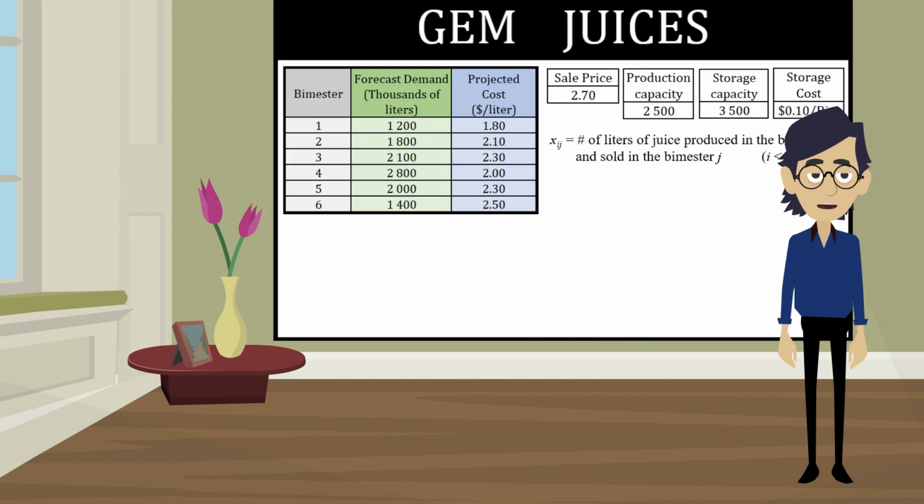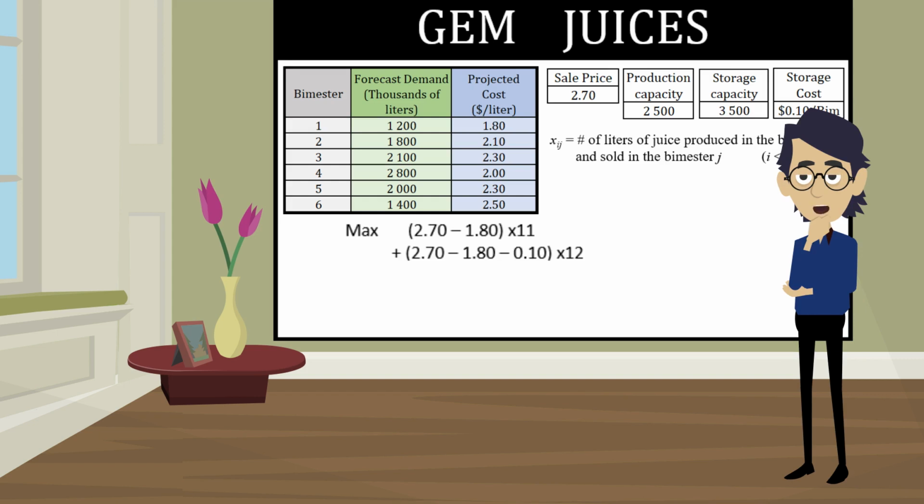Think about the objective function. We are interested in maximizing our profit. For each liter produced in the first bimester and sold in the first bimester, our profit will be 90 cents. This is because our cost of production is $1.80, and we sell it at $2.70. For each liter produced in the first bimester and sold in the second bimester, our profit will be 80 cents. This is because our cost of production is $1.80, and we sell it at $2.70. But we must pay 10 cents because it remained a bimester in our warehouse.